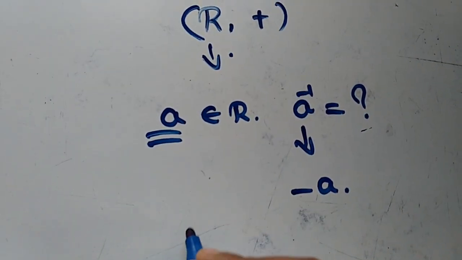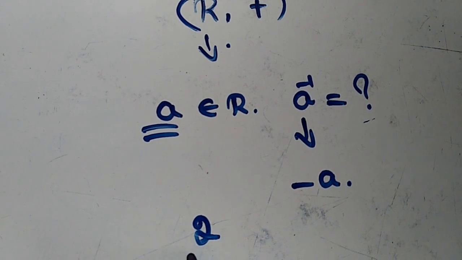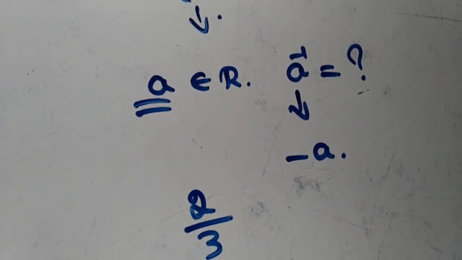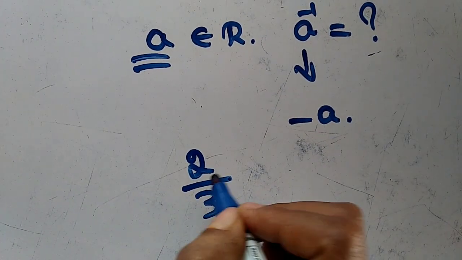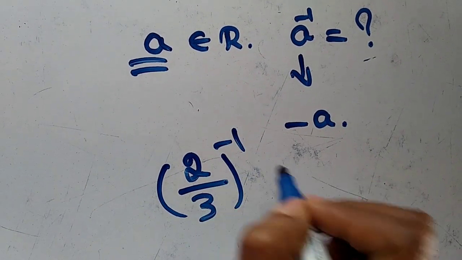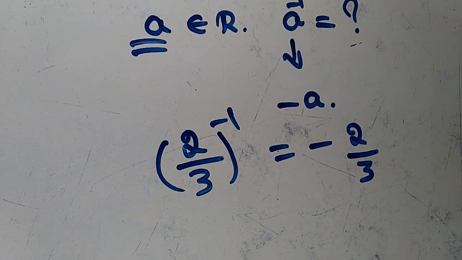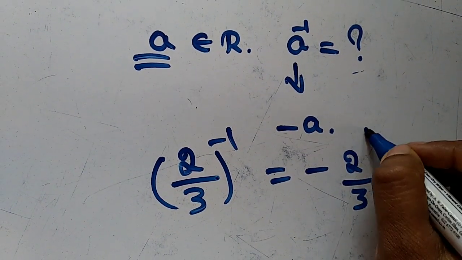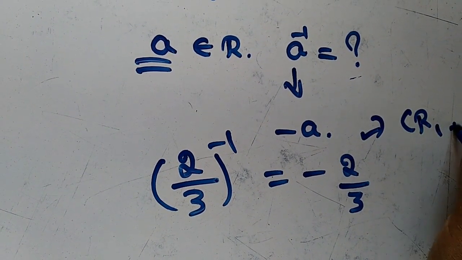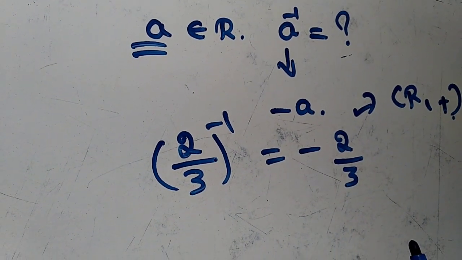If I take this A as 2 by 3, then what is the inverse of this 2 by 3? Which is nothing but minus 2 by 3, when only in R plus. Okay, in R plus. Got it?